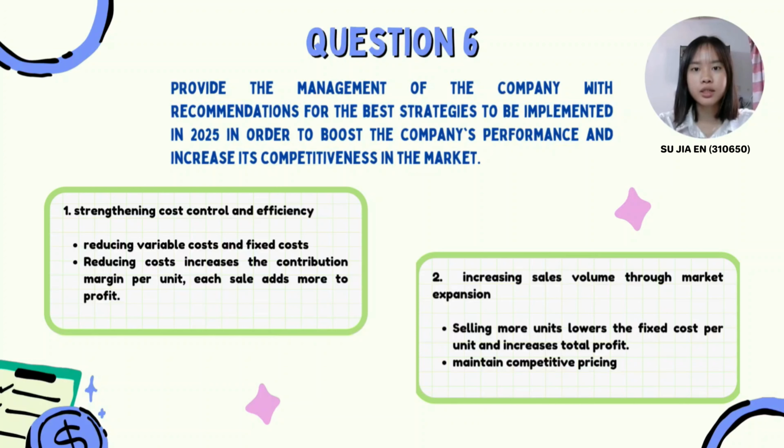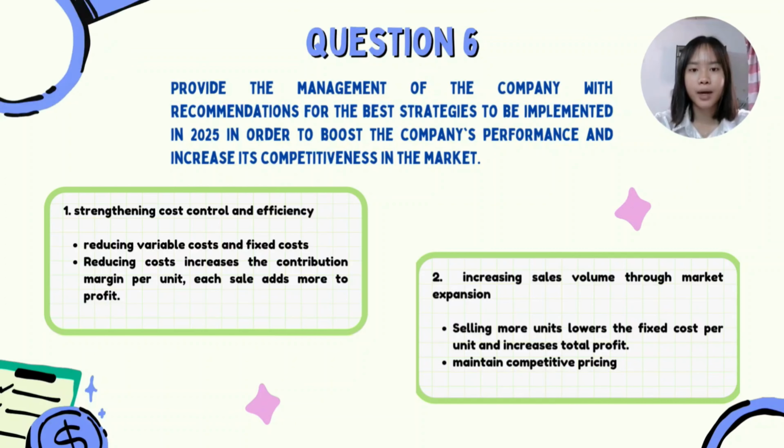The second strategy is increasing sales volume through market expansion. Higher sales volume reduces fixed costs per unit and increases total contribution, leading to greater overall profit. The company can achieve this by targeting new customer segments, entering new geographic areas, and expanding distribution channels to make the product more accessible. Effective marketing campaigns, both online and offline, can attract new customers and increase brand visibility. Increasing sales volume not only spreads fixed costs over more units, but also can strengthen the company's competitive position in the market. It allows the company to maintain competitive pricing while improving profitability and market share.